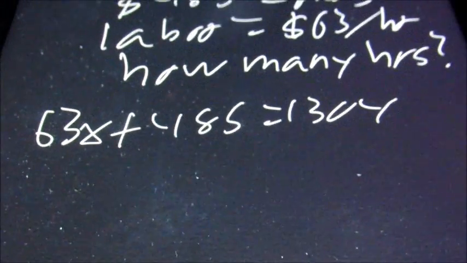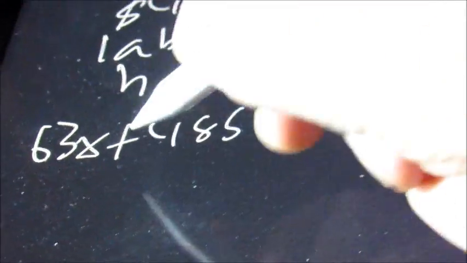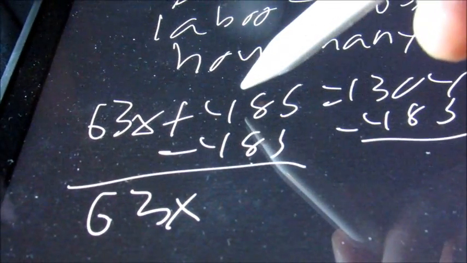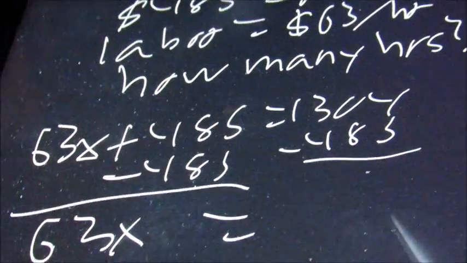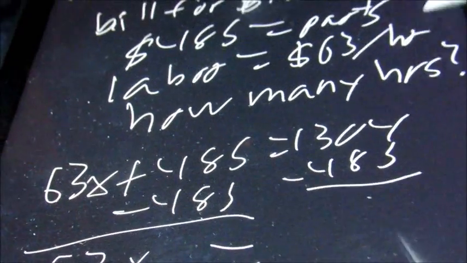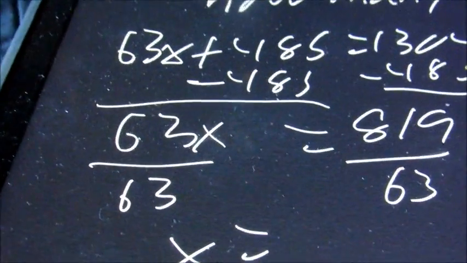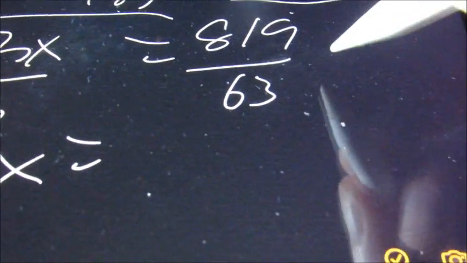So we're going to do it just like we did before. First, we're going to add or subtract if we need to. We have a plus 485, so we're going to subtract 485 from both sides. We're going to be left with 63x, plus 485 minus 485 is 0. That equals 1304 minus 485, which is 819. Then we're going to divide both sides by 63. We have 63 divided by 63, which is 1x. And we'll do this with long division.